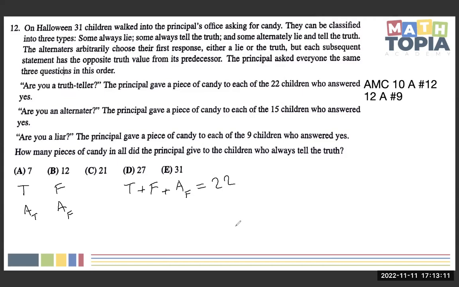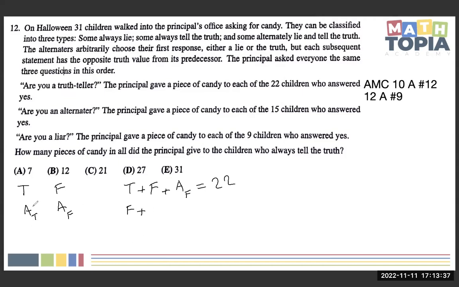Are you an alternator? And apparently 15 children answered yes. Okay, who would answer yes to this question? Well, the truth tellers wouldn't, because they are going to tell the truth. They're going to be like, no, I'm not. I'm a truth teller. What about the people who lie? Well, the children who lie, they're going to say yes, because they aren't alternators and they want to lie. So they're going to lie by saying that they are alternators.